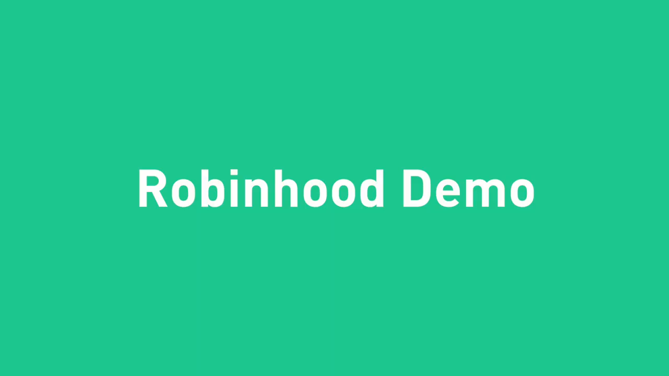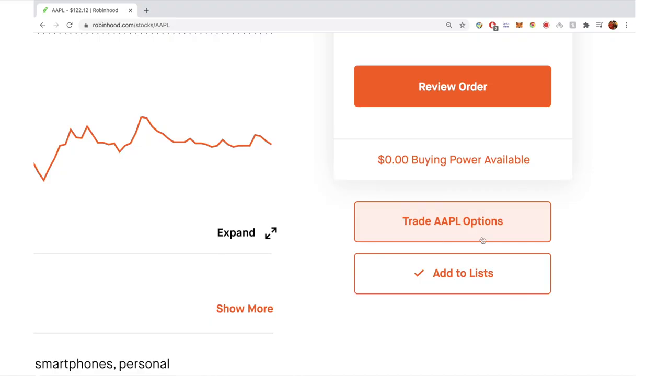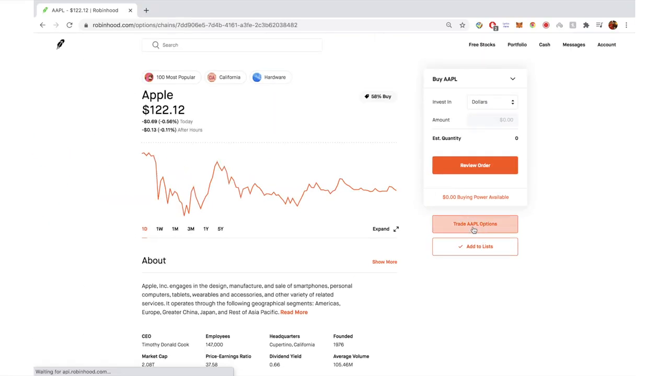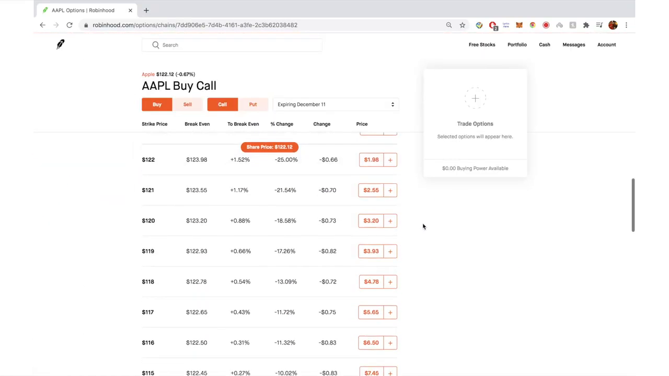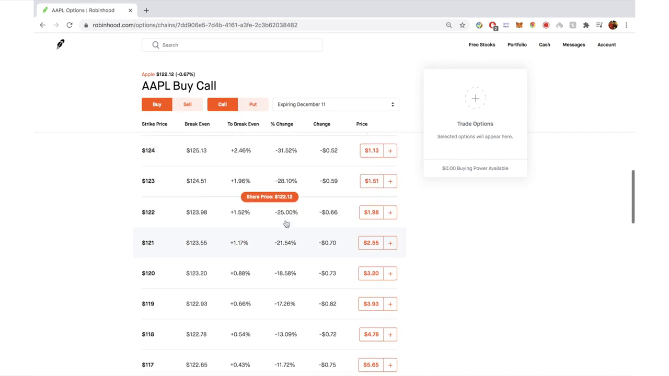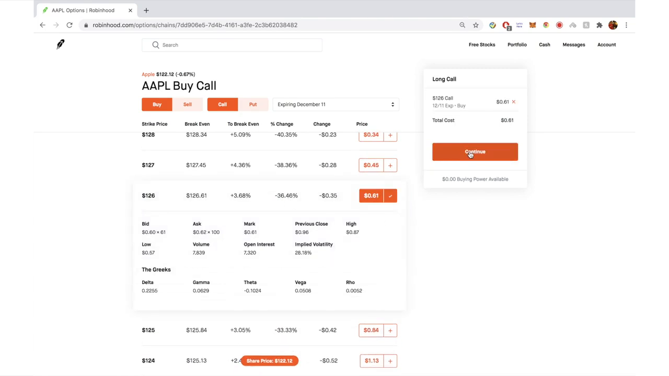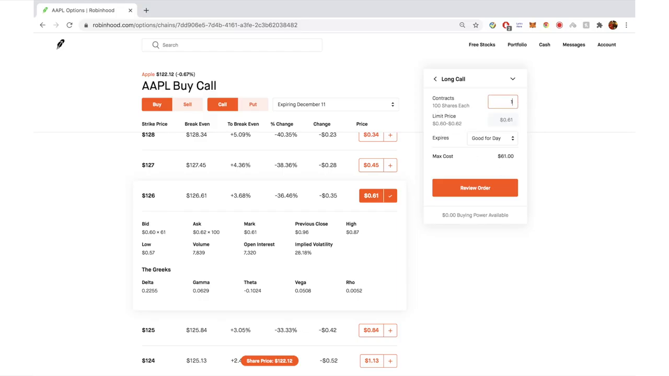So now let's take a look at an example on Robinhood. This is the Robinhood web platform. There's a trade Apple options button here. So you can click into that. You will see a view that has what we talked about, right? Buy, call, strike price, expire. And then you can pick this one, you can buy it, click, and then continue. One contract, well, it costs you $61, okay?